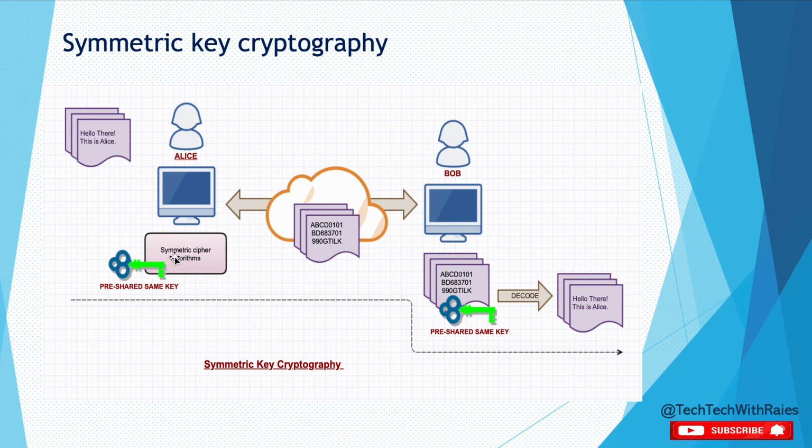The same key is used to encode this message. The encoded message is called ciphertext. This ciphertext will reach Bob, and Bob will use the same pre-shared key to decode it, and finally the message is decoded as hello there, this is Alice. This particular method is implemented using different algorithms: DES, AES 128, AES 256, and a practical usage for this is network VPNs.